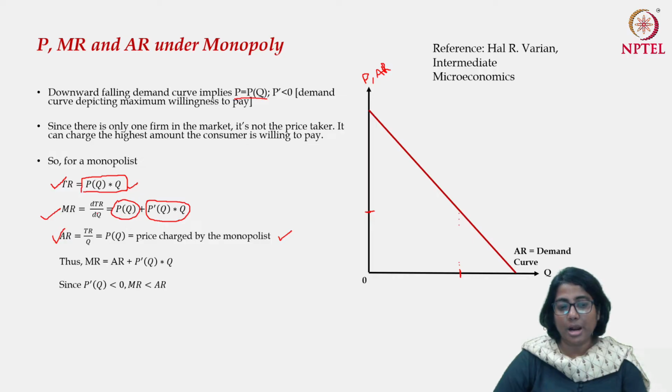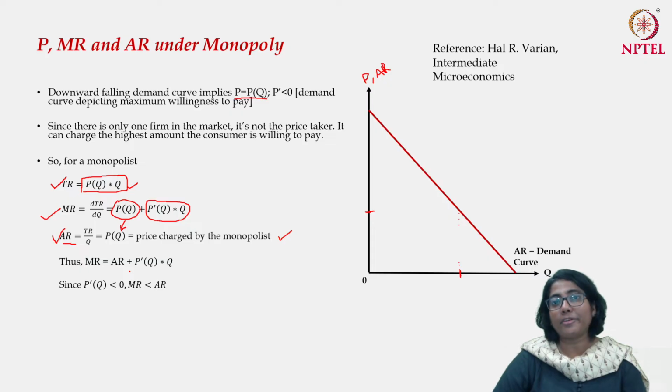If you look at the marginal revenue, it has two components: P(Q), and the other component, P prime(Q) times Q. Now you see this P(Q) is also your average revenue. So if I replace P(Q) by average revenue here, I get MR is equal to AR plus P prime(Q) times Q. This is the relationship between the marginal revenue and average revenue.